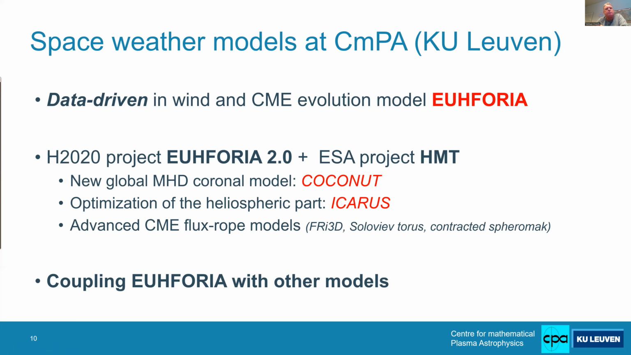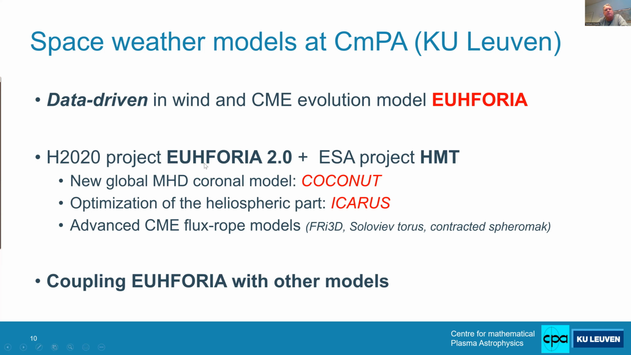I will first introduce EUHFORIA, and then I will introduce the improvements that we try to create on EUHFORIA in 2 different projects, a Horizon 2020 project from the EU, which is called EUHFORIA 2.0, and then there's also an ESA project called Heliospheric Modeling Techniques, where we also get some funding to improve the EUHFORIA. EUHFORIA has 2 parts. There's a coronal part and a heliospheric wind and CME evolution part, and both parts are actually improved or speeded up in this project.